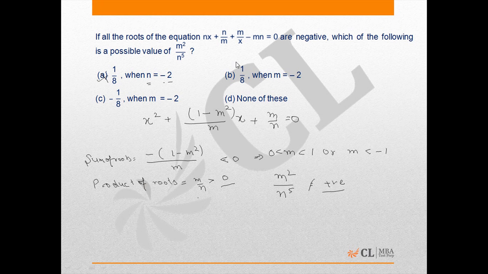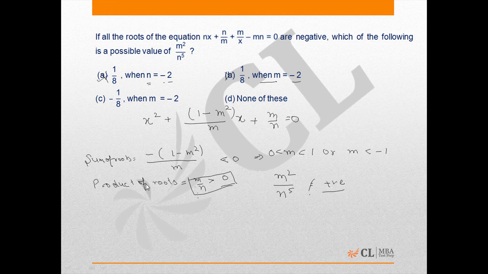Now second part is 1 by 8 when m equals to minus 2. Now over here, when m is minus 2, m by n is greater than 0. So when m by n is greater than 0, so if m is negative, n has to be negative. So m square by n5 cannot be again positive. So again this option is not possible.